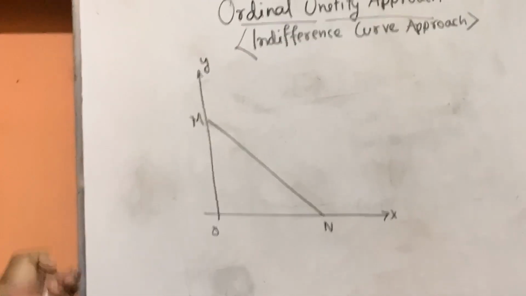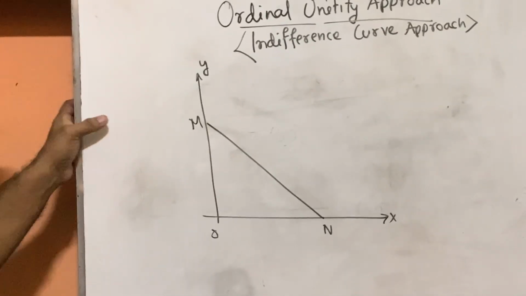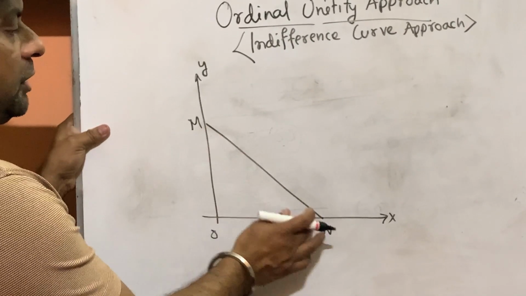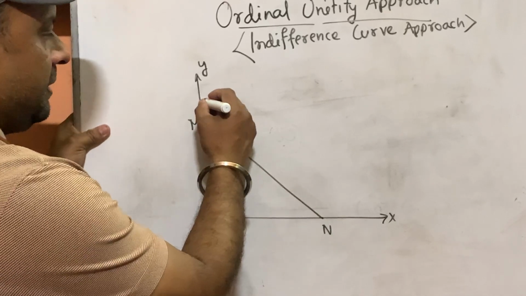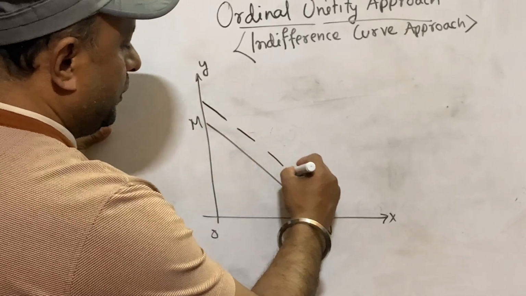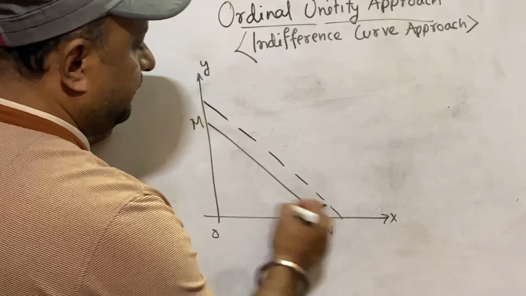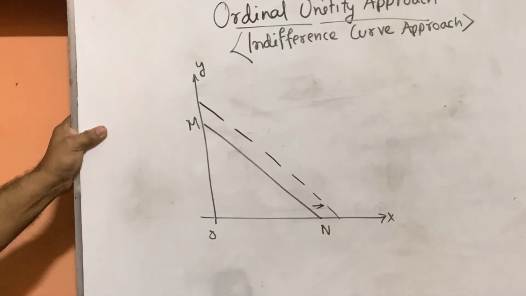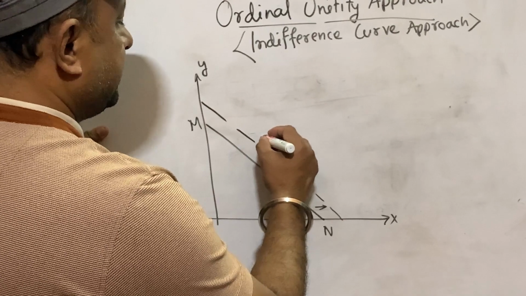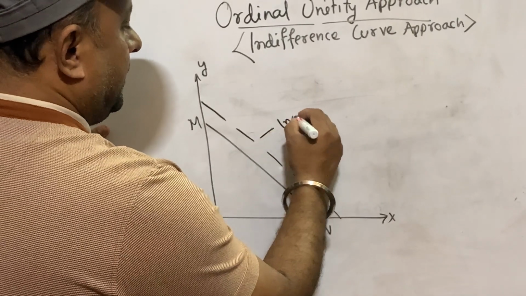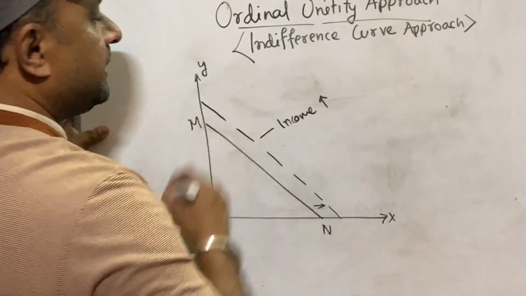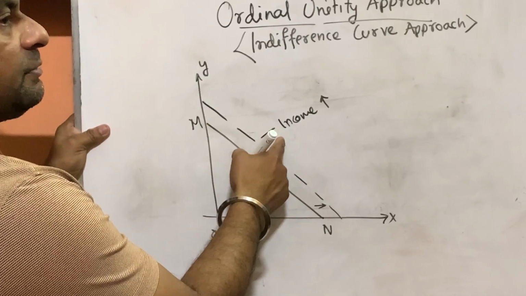Now, if the consumer's income increases, what happens? He can increase the consumption of both the goods simultaneously. That time the budget line will shift towards the right side. This is one concept. If the income of the consumer increases, the budget line will shift towards the right side.